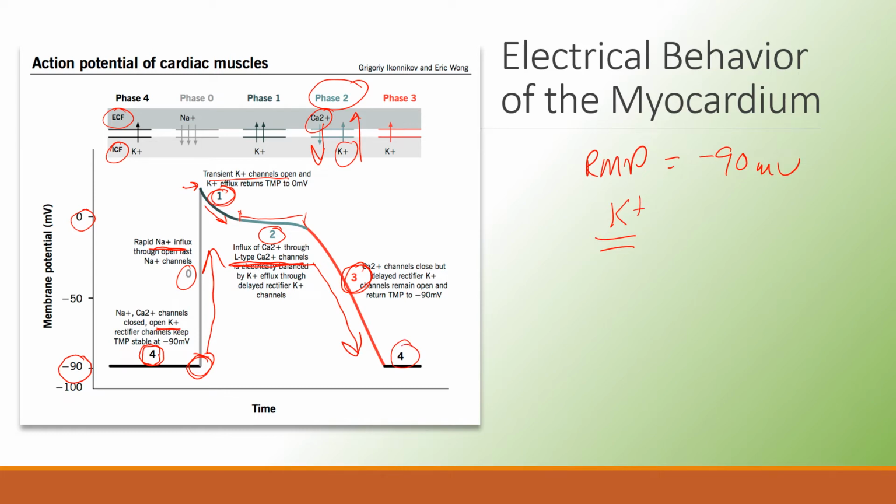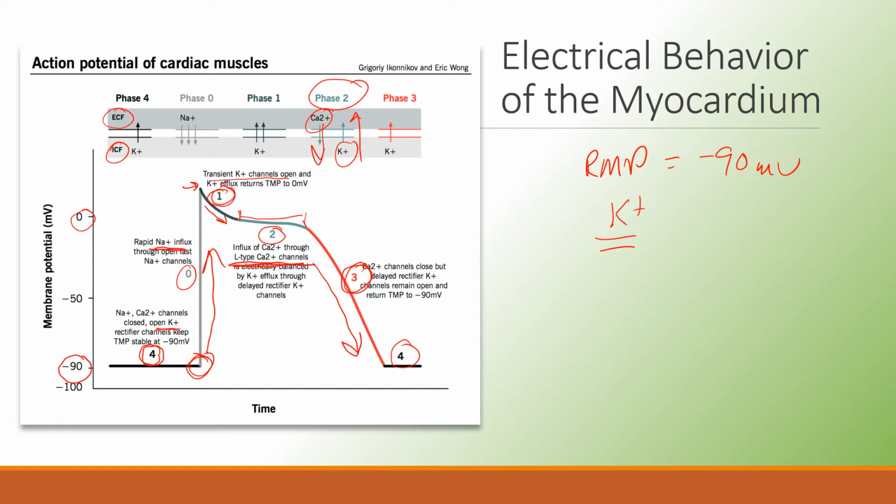So again, in review, these cardiac myocytes are all linked together by these gap junctions. Negative 90 millivolts is their resting membrane potential, which is at phase 4. We reach threshold very quickly because of these gap junctions. So as long as the pacemaker fires, we then depolarize rapidly in phase 0, which is the voltage-gated sodium channels.